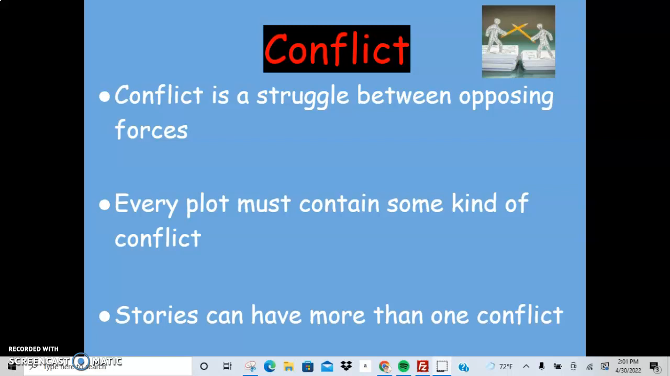Your conflict could be that the villain is attacking me. Your conflict could be I need a job so I can buy new shoes. Your conflict could be I am flunking math and I need to pass. Conflict is anything that the character wants to change or fix.